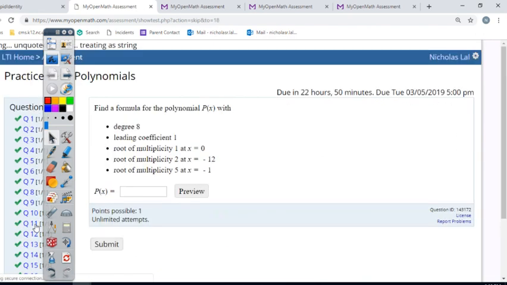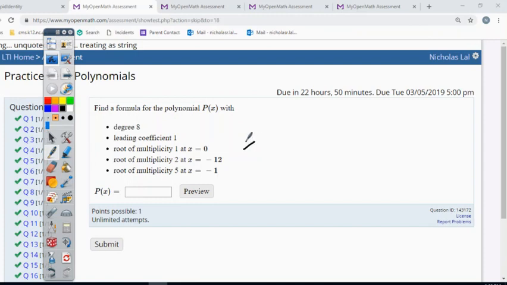All right, 19. A degree of 8, leading coefficient 1. The root is x equals 0, so that means the factor is x, the multiplicity is 1. The root is negative 12, the factor is x plus 12, the multiplicity is 2. The root is negative 1, the factor is x plus 1, the multiplicity is 5.